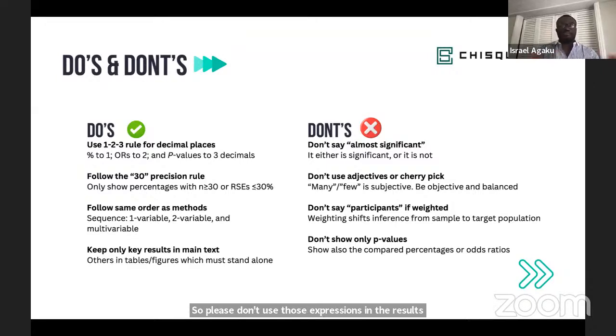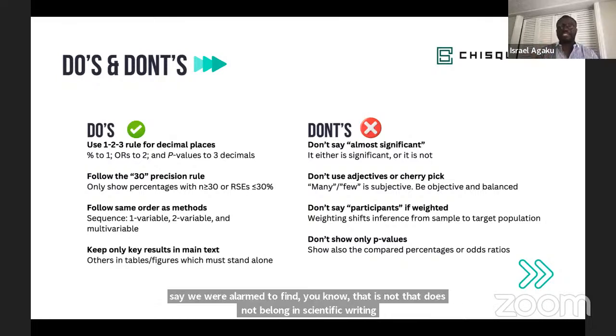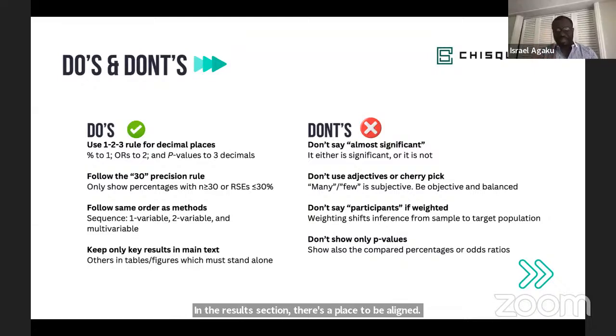Just say 20% of adults were XYZ. Don't say we were alarmed to find, that does not belong in scientific writing. In the results section, there's a place to be alarmed, and it's called a discussion. In the results, don't be alarmed, don't be shocked, don't be amazed, don't be happy.